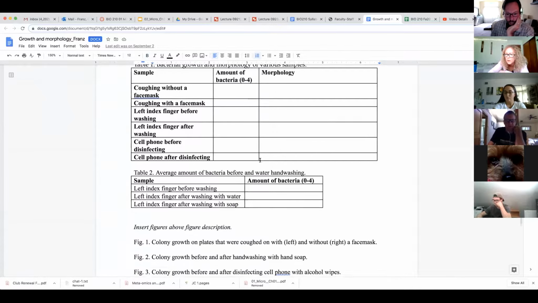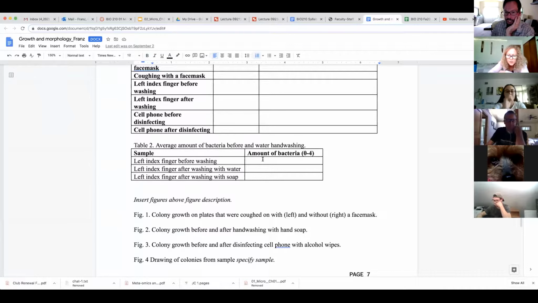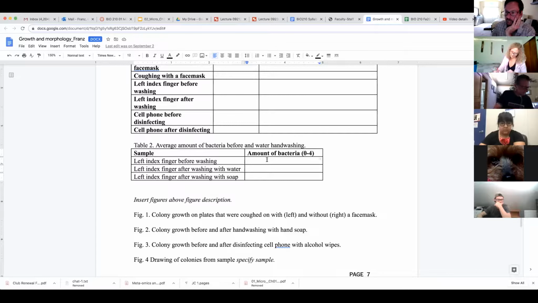So for table 2, I would just not do the whole class, just do your own, because it's too much to do that. So I would just say left index finger before washing. If you got nothing, it would be 0, right? And then this is highly subjective, right? What you think is a 1 may not be somebody else's 1, but that's not the point. The point is just to get you guys thinking about quantification.